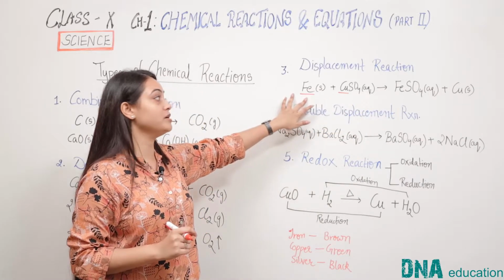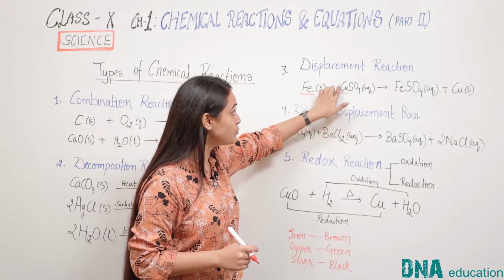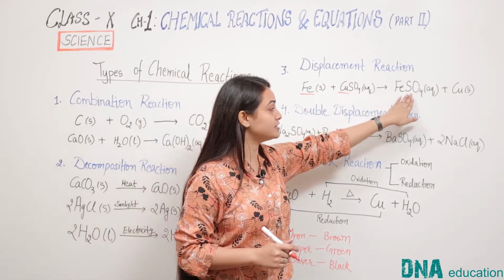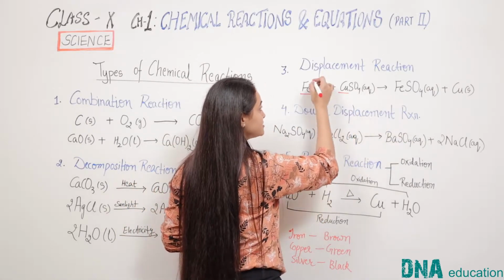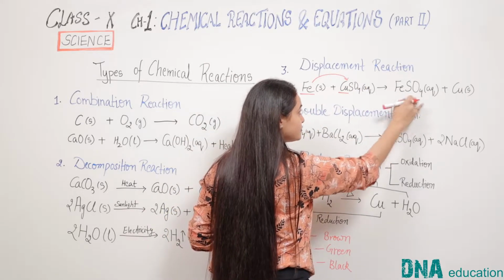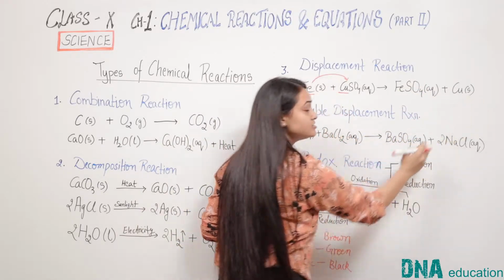So, iron being more reactive displaces the less reactive copper from its salt solution and takes its place in the product. So we see that copper sulfate changes to iron sulfate, where iron takes the place of copper and becomes iron sulfate, and copper is displaced and it is separated as copper.